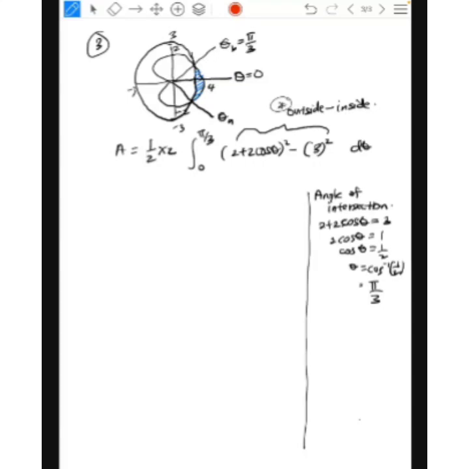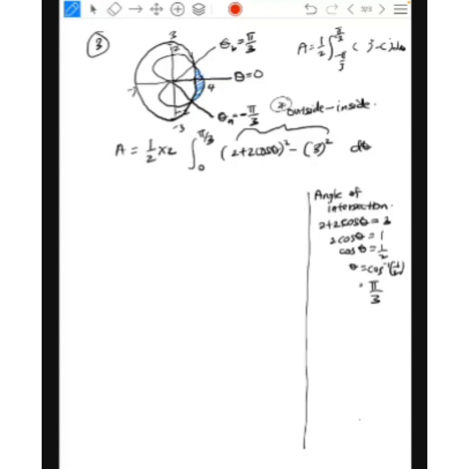So this one should be pi over 3. So if theta b equals pi over 3, then theta a must equal negative pi over 3. So you can also find it from negative pi over 3 until pi over 3. But if you integrate from negative pi over 3 until pi over 3, you don't have to multiply by 2, because it's already the whole area that you want to find.